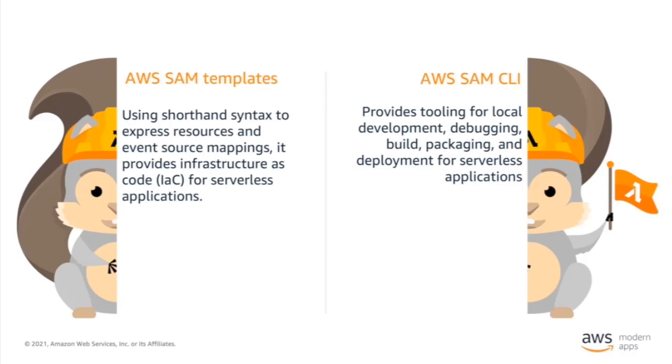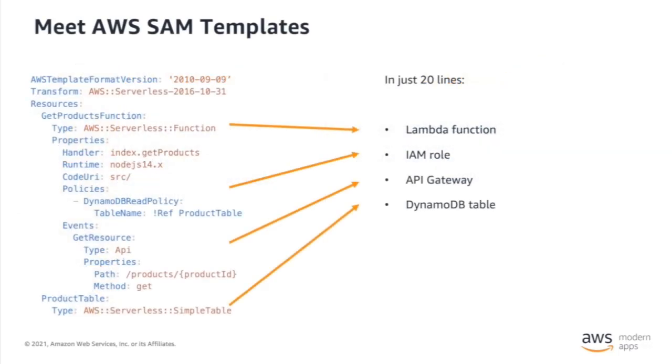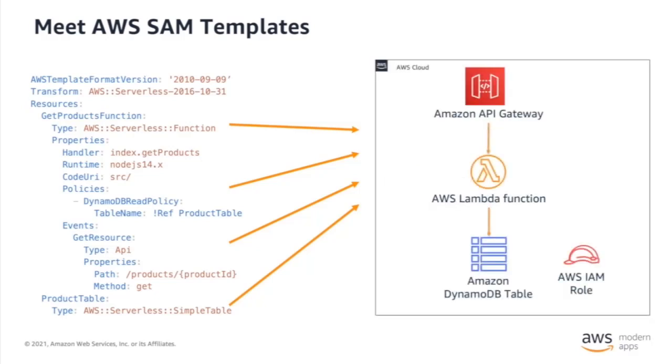Now, SAM Templates let you use shorthand syntax to describe AWS resources to build serverless applications. And these templates can be built in YAML or JSON. The SAM CLI then is a command line interface that helps you locally test and deploy your applications to your AWS account, all from your local machine. Here's an example of a SAM template that's written in YAML. These 20 lines of code describe an application that uses a Lambda function, an API Gateway endpoint, and a serverless database table for Amazon DynamoDB, along with all the required security permissions for the application to run. Here's how that application looks if you draw it out as a service architecture diagram.